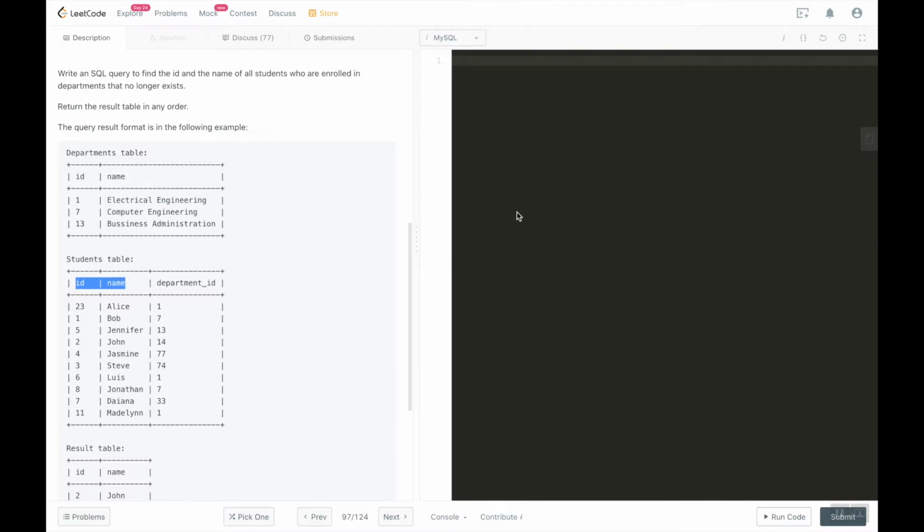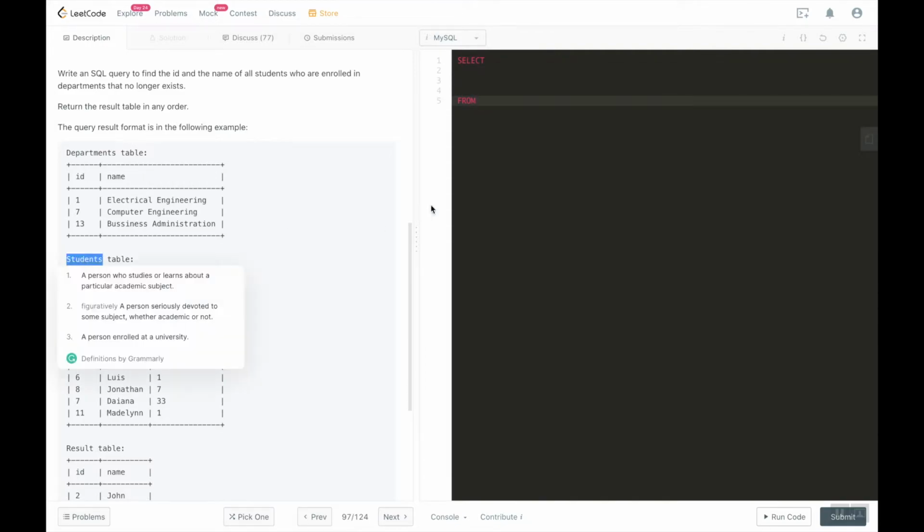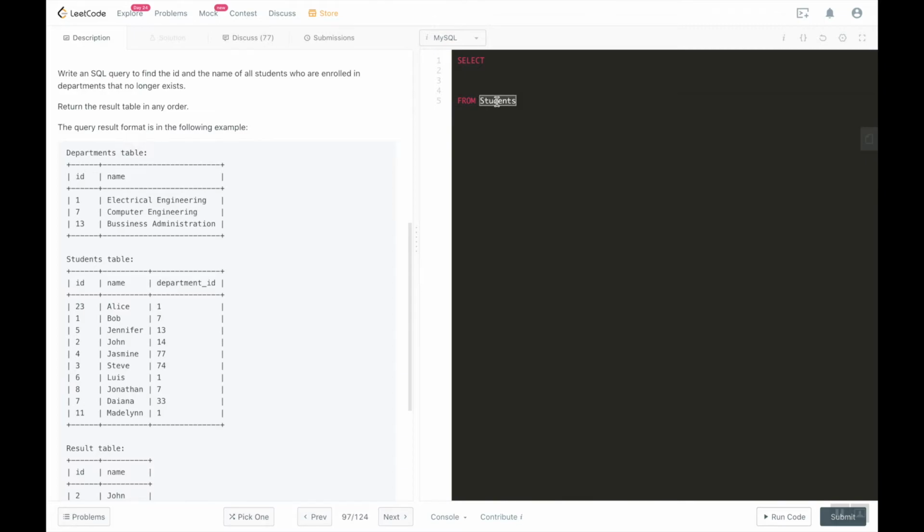Now let's go and write two simple solutions for this problem in my SQL database. The solution 1 is with the IN clause. We write select from students. Why from students? Because the result needs student ID and student name. So that becomes our base table.